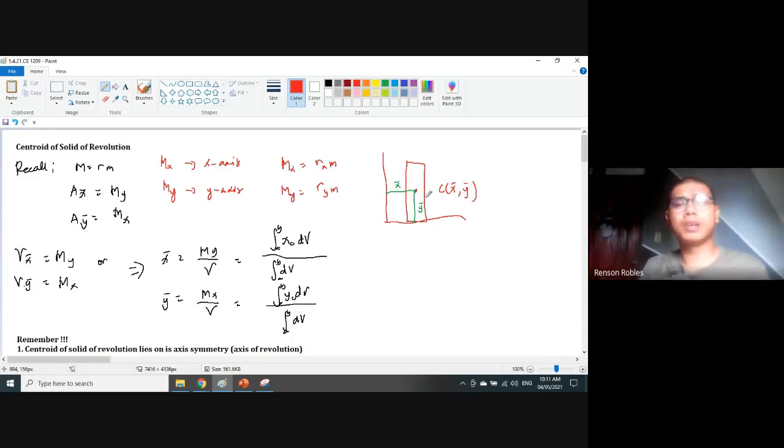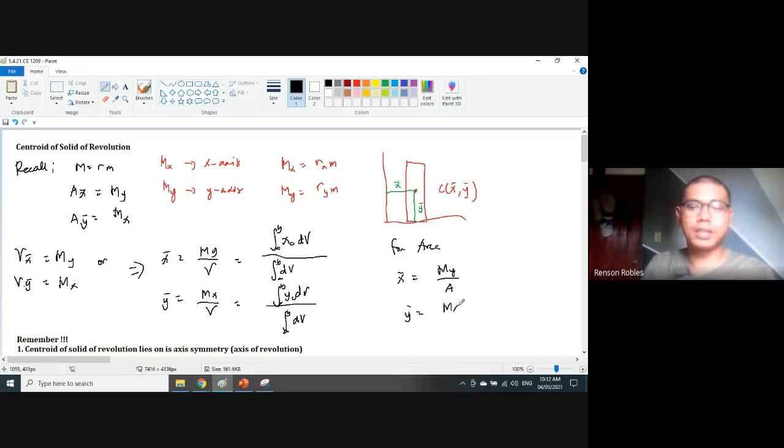And then when the area is concerned, we define moment in X to be the product of A, the area, times its bar Y, because this one is the bar Y. And when we are referring to moment in Y, that's the area times bar X. So for area of a rectangular region, bar x is equal to moment in y divided by the area, and bar y is equal to moment in x divided by the area.